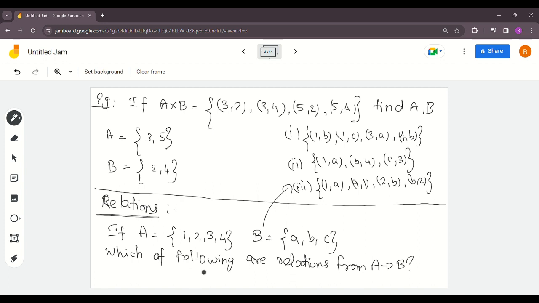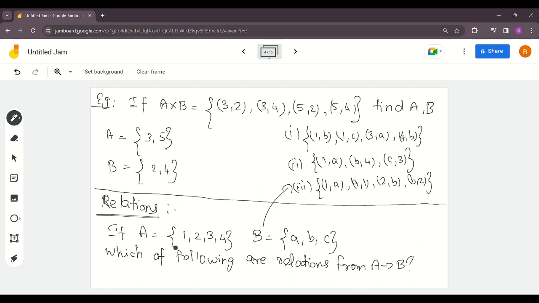For this, the first step I'll tell you: for a relation to exist from A to B, first you find out the Cartesian product of A cross B. So what will be the Cartesian product of A cross B? It is 1A, 1B, 1C, 2A, 2B, 2C, 3A, 3B, 3C, 4A, 4B, 4C. Everything is in brackets, as ordered pairs. So that's why I told you in simple language, 1A means (1, A) in ordered pairs. So like that you'll have to do.